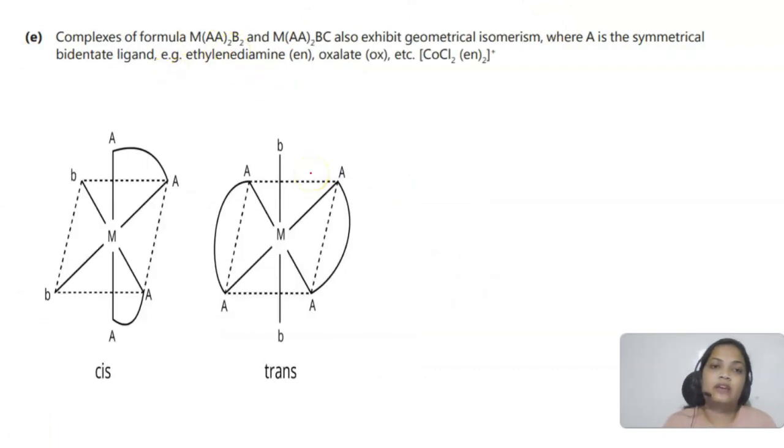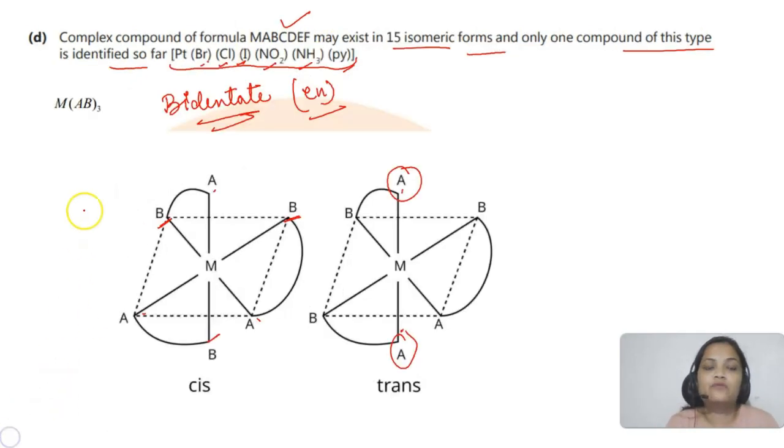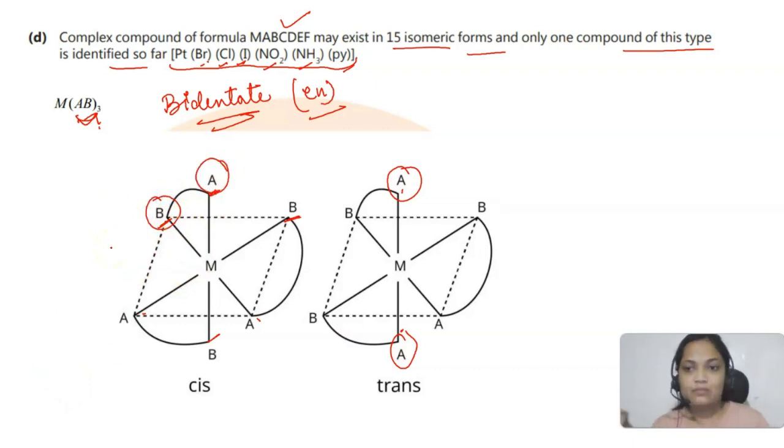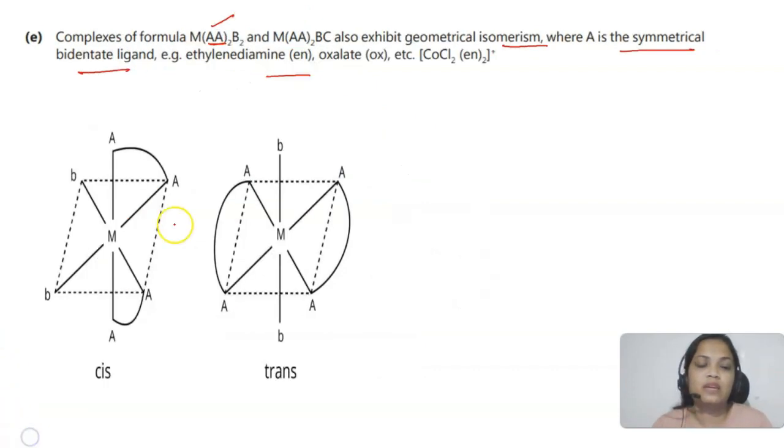Then again, if I am talking about bidentate ligands, M(AA)2 type, they will also exhibit geometrical isomerism, where AA is a symmetric bidentate ligand. For example, ethylene diamine. Here, it was AB, so it was unsymmetric. So ethylene diamine will not come under unsymmetric here, because for AB the two donor atoms should be different. In ethylene diamine both are the same. So this type of isomerism can happen.